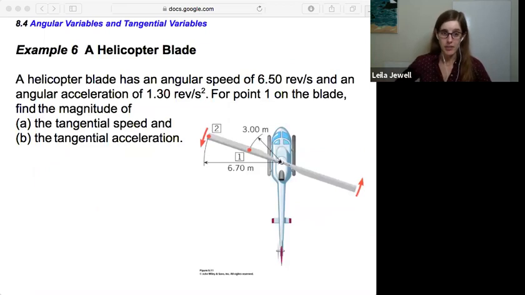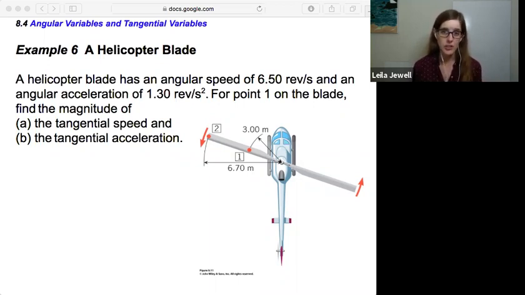So a helicopter blade. The helicopter blade has an angular speed of 6.5 revolutions per second and an angular acceleration of 1.3 revs per second squared. For point 1 on the blade, find the magnitude of A, the tangential speed, and B, the tangential acceleration. Right, so we just got the equations for tangential speed and acceleration, and they rely on angular speed and angular acceleration. So that part is good news.